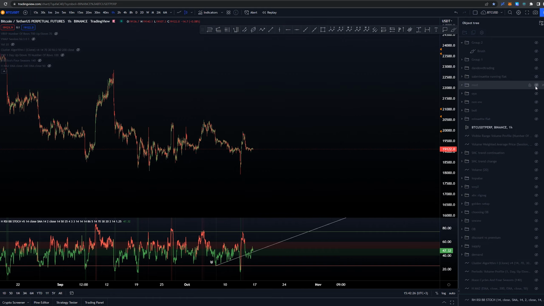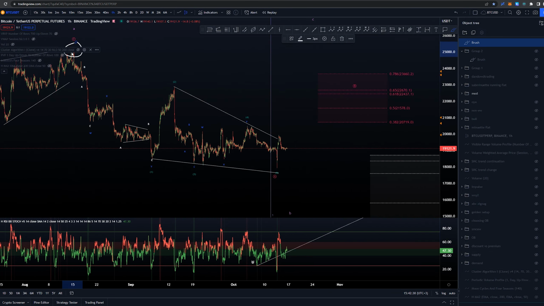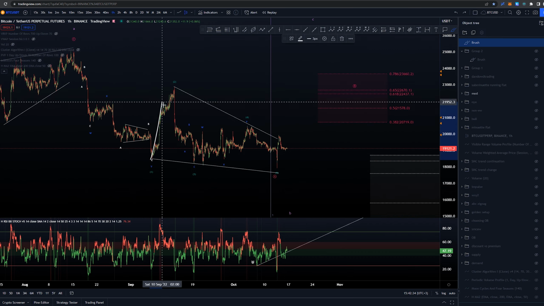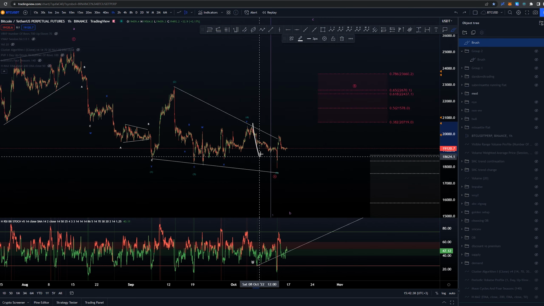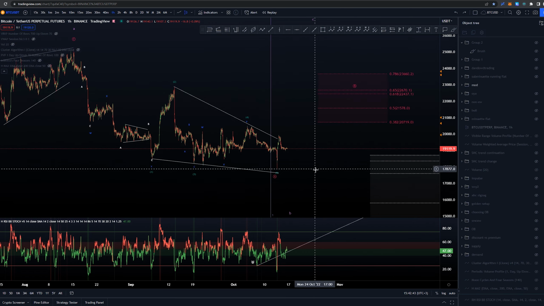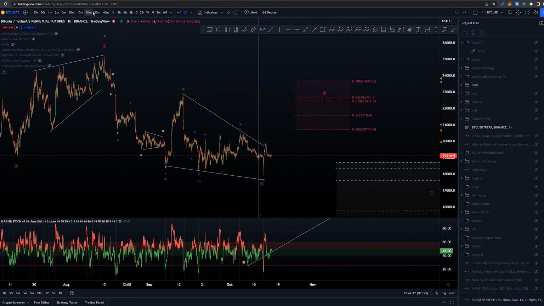Now the other count I like is this one, in which we would be starting a count from these highs, having this as a WXY coming down into wave 1, and then three waves pull back into wave 2, 3, 4, and then 5 here. And now we would be looking for a possible wave B. Whether it's again that same ABC, I'm not quite sure. We'll see into that later on.